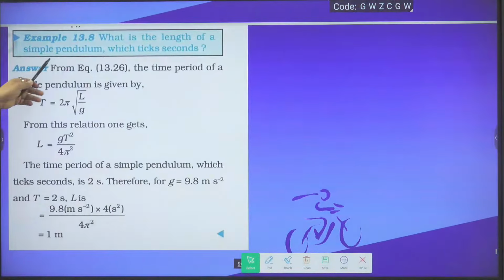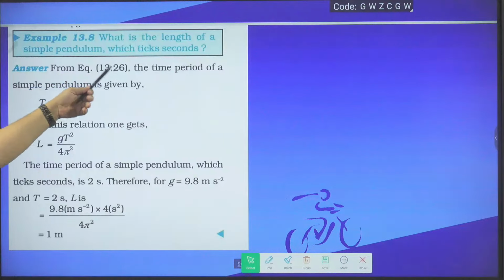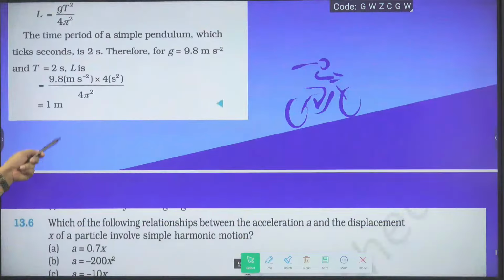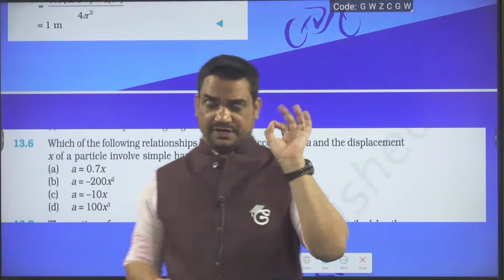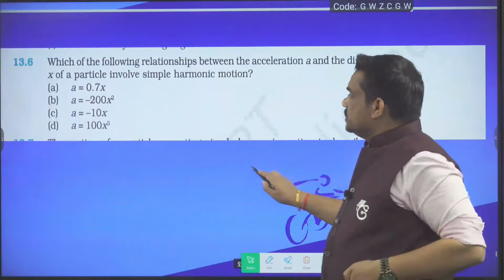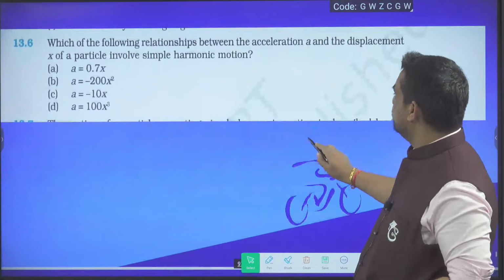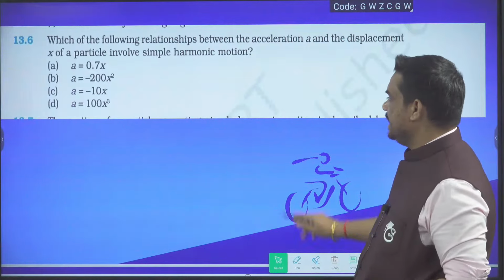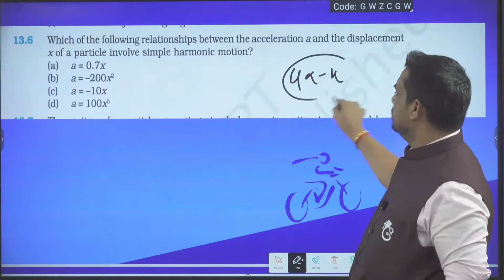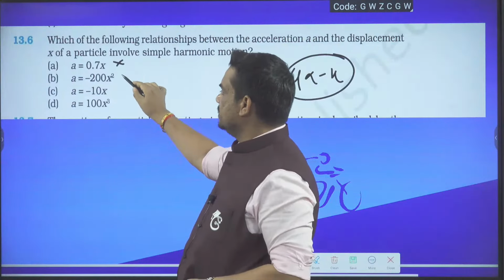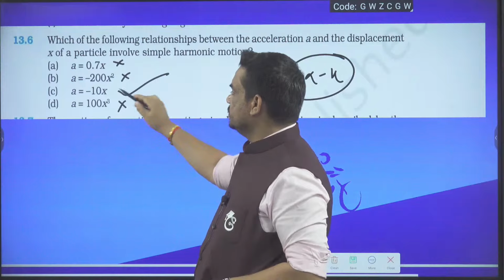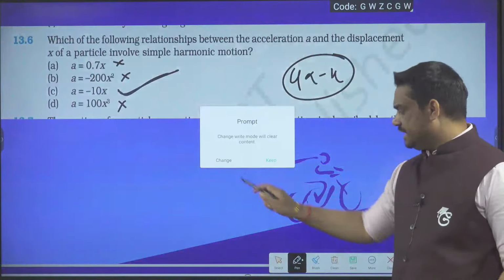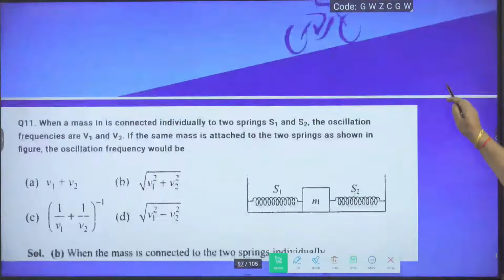What is the length of a simple pendulum which takes two seconds? Length of second pendulum, we already know, is 1 meter. You have to remember that the length of second pendulum is 1 meter. Here comes one question: which of the following relationships between acceleration and displacement of the particle may involve SHM? You know A proportional to minus x should be there. This one is not there because minus is not there. This one is not there, cube is there. Only this one is possible, which is A proportional to minus x. A proportional to minus x will be the correct answer.